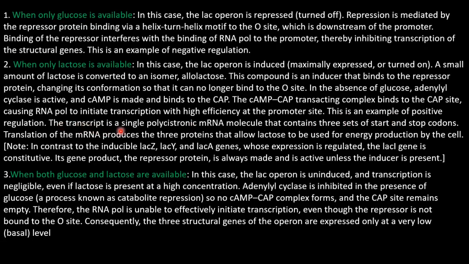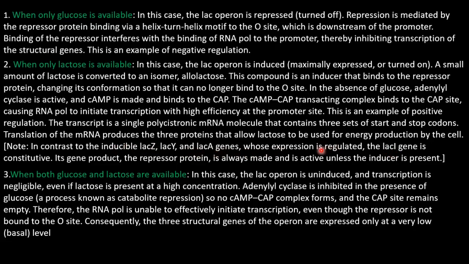Then the transcript made will be a single polycistronic messenger RNA that will contain 3 sets of start and stop codons. And now translation of the messenger RNA will produce the 3 proteins that allow lactose to be used for energy production by the cell.